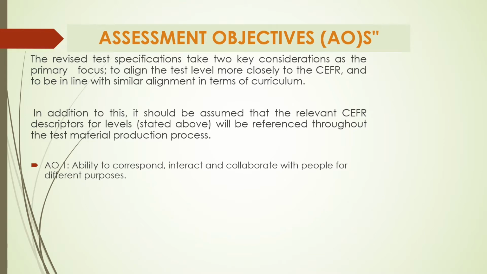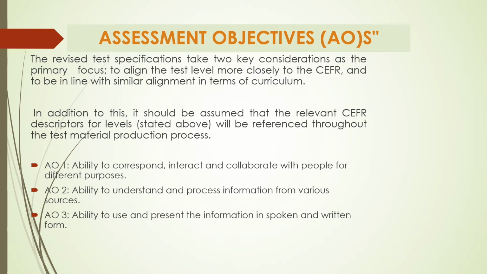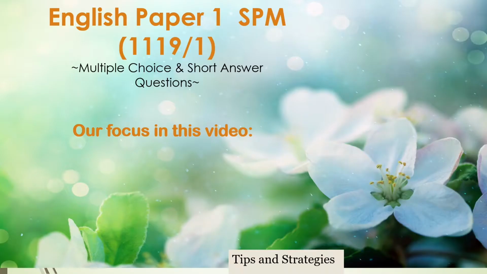Okay, so we will look at assessment objective 1, ability to correspond, interact, and collaborate with people for different purposes. AO2, ability to understand and process information from various sources. AO3, ability to use and present information in spoken and written form. AO4, ability to understand and give response to the different texts.